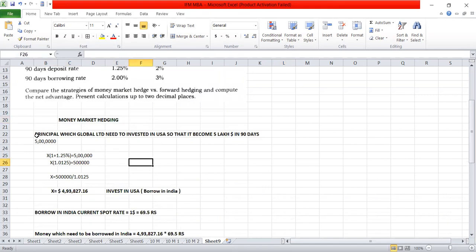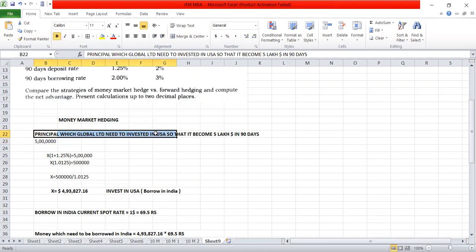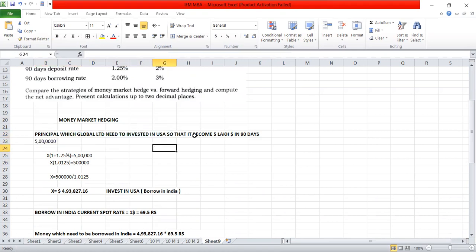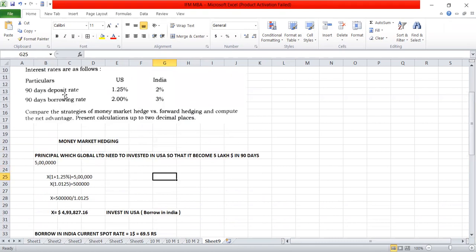Money market means, see this statement, the principal which the global company needs to invest in USA so that it becomes 5 lakh. It means, in order to get this 5 lakh, how much does the Indian company want to invest in USA for 90 days? Investing means depositing. Now the Indian company is depositing in USA at 1.25%. So X into 1 plus rate of interest. X is what we have to find out. X plus 1.25% is equal to 5 lakh.